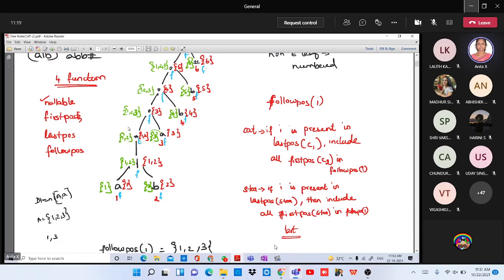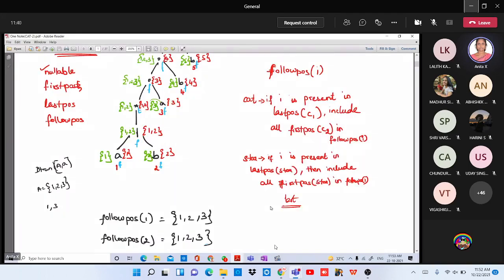And for cat node, again it is going to be dependent upon C1 and C2. Only if both are true, that is C1 and C2. So here this cat node will return true only if both are true. So that is nullable of C1 and nullable of C2. And this is for nullable.